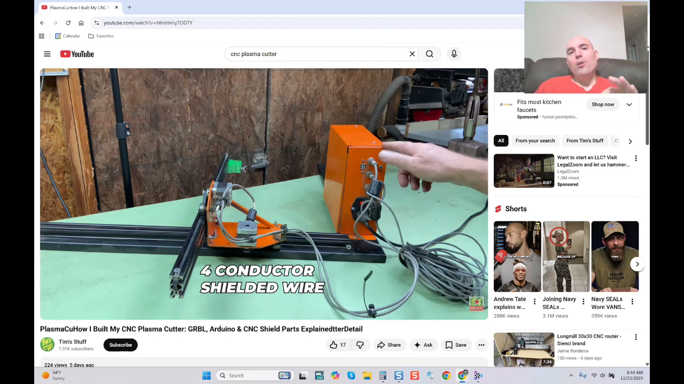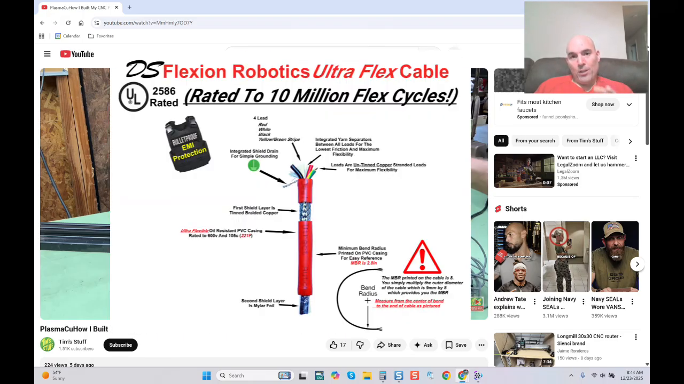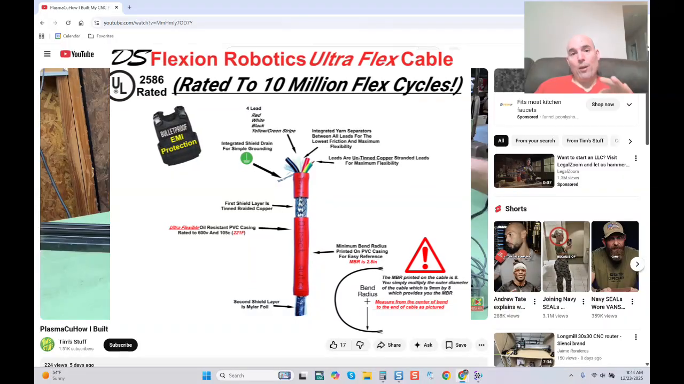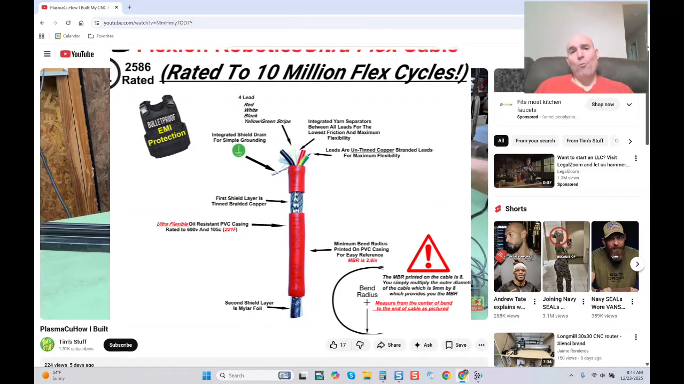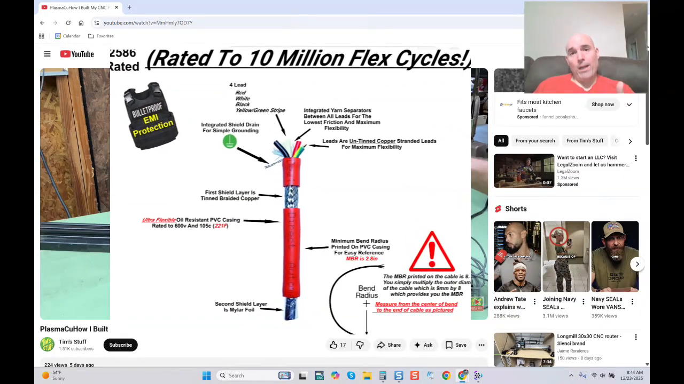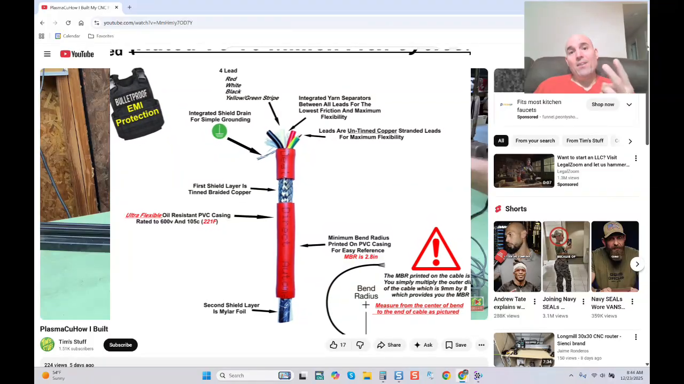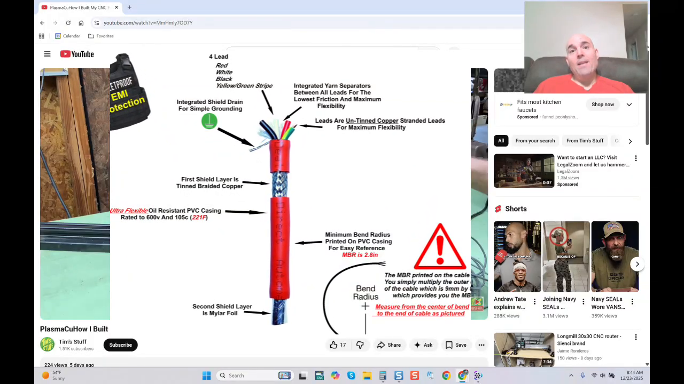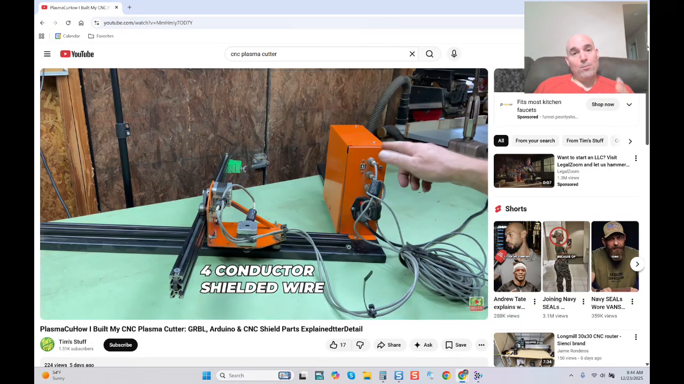However, you should always be using double shielded cable. The reason we use double shielded cable is it mitigates both forms of EMI, utilizing tin braided copper as a first level shielding. Second layer shielding is Mylar foil. Then we would instigate a shield drain that is properly ground drained.